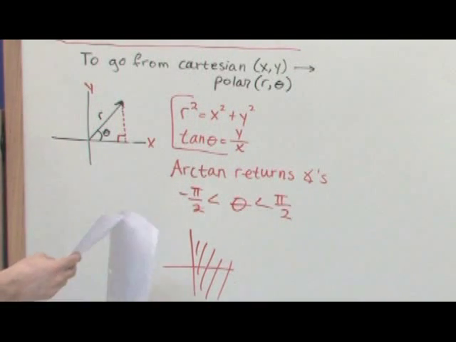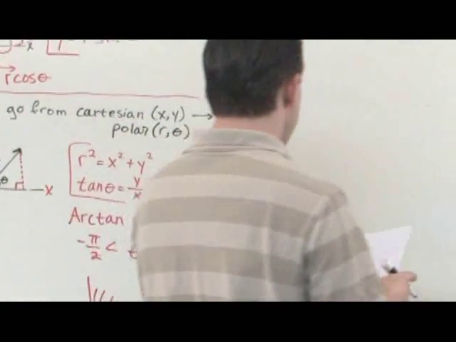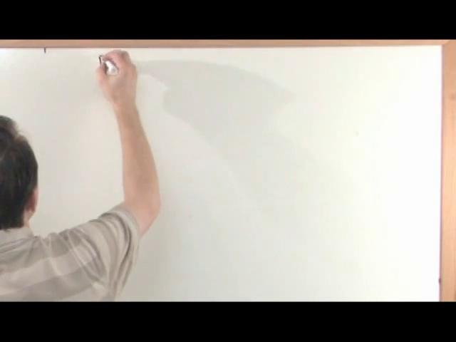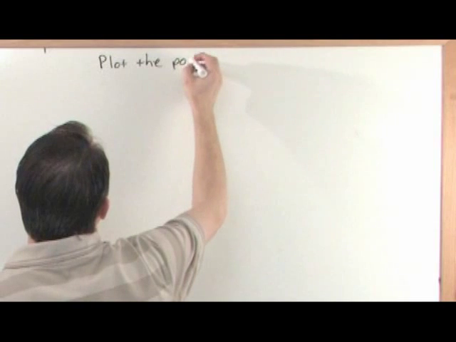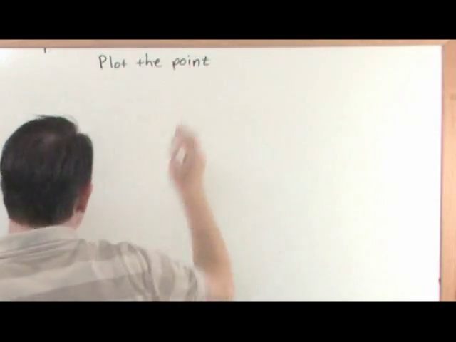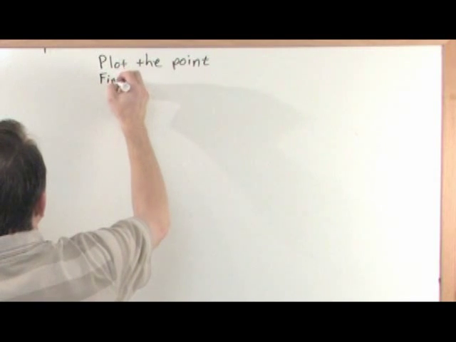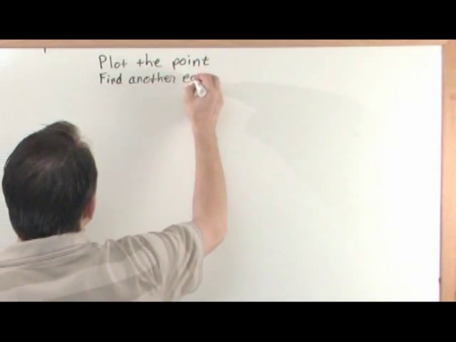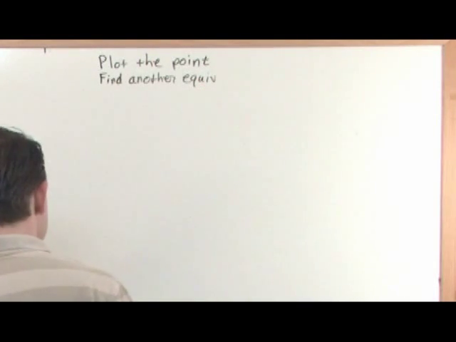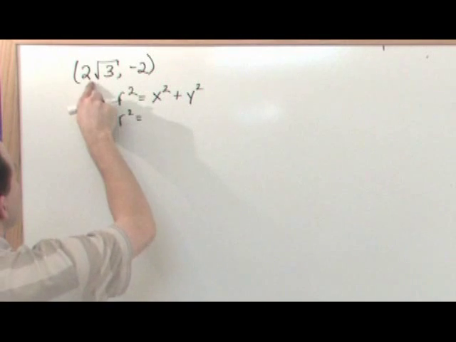Okay, you can do this stuff all day, but it really is helpful just to work some problems. So let's do that now. What we're going to do is plot the point in these problems, which is going to be a polar point, and we're also going to find another equivalent polar point. So r squared is equal to, what do I have here?